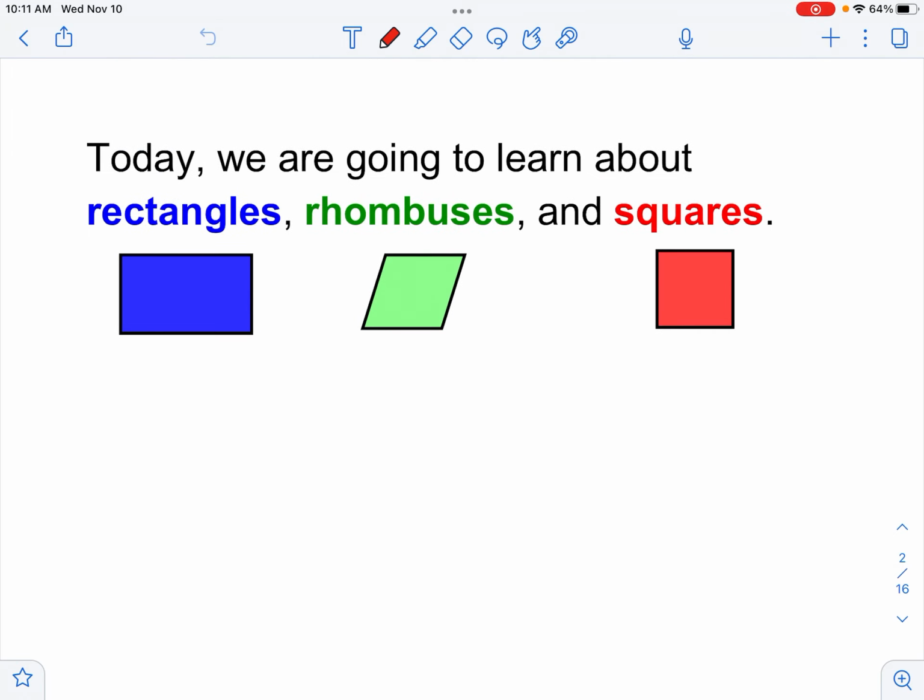All right, so today we're going to be learning about rectangles, rhombuses, and squares. And the plural of rhombus is rhombi, but also rhombuses work. So either one, I'll use both.